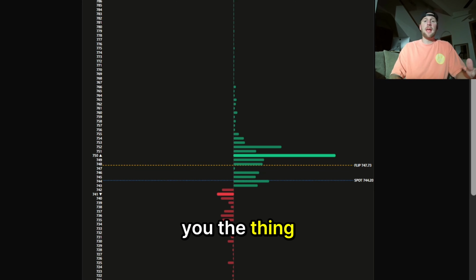I'm going to show you the thing that quietly runs the tape most days, and almost nobody looks at it. This is called gamma. Once you see it, you literally can't unsee it. And I'm going to show you live on a free tool so you can do this yourself after. Cool? All right, let's get into it.